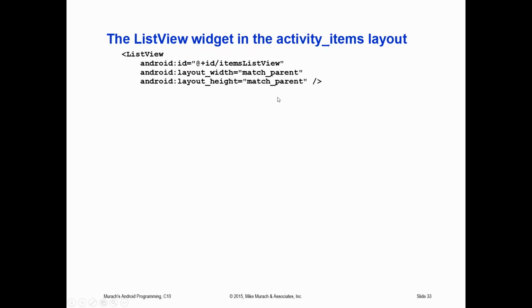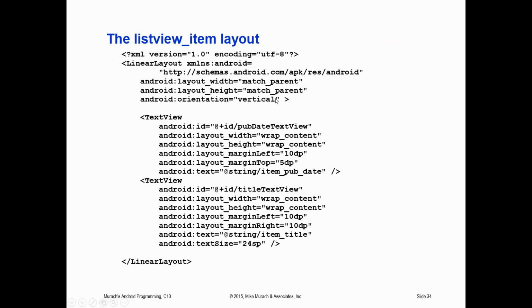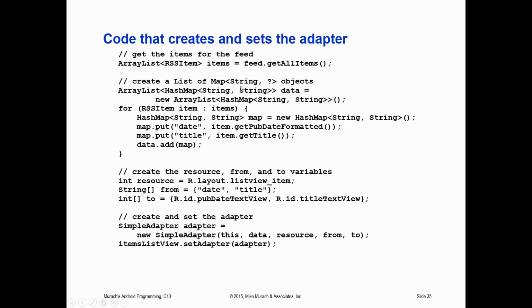So the layout is actually shown, the list view layout is shown on the bottom half, I should say, of page 315. Now the code that creates and sets this, the code that's going to go in there, is shown in figure 1013 on pages 316 and 317.